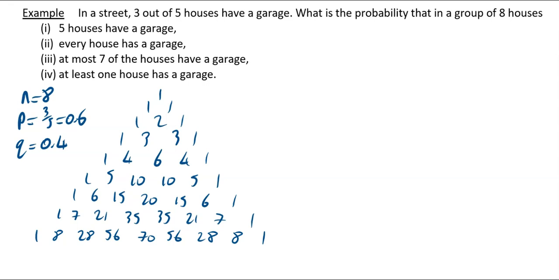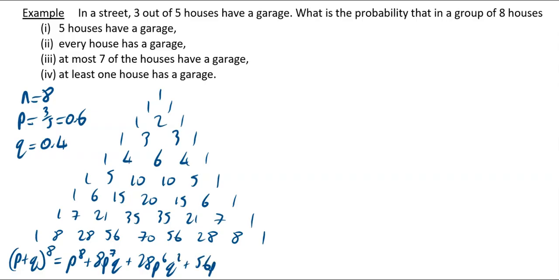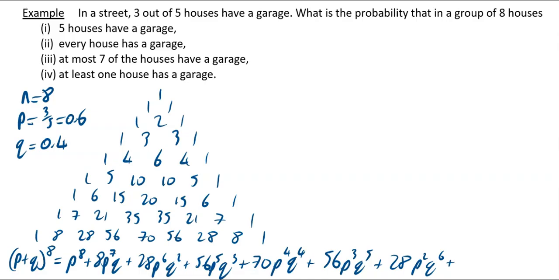Just beneath the Pascal's Triangle, we'll write out what our (p + q)^8 is. (p + q)^8 is going to be equal to p^8 + 8p^7 q + 28p^6 q^2 + 56p^5 q^3 + 70p^4 q^4 + 56p^3 q^5 + 28p^2 q^6 + 8p q^7 + q^8.